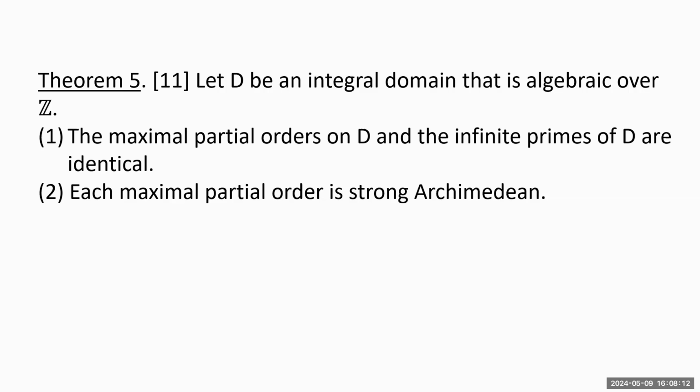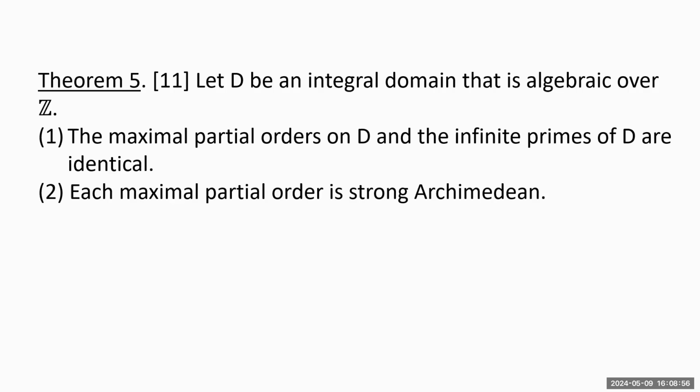Then we have the following result. Let D be a universal domain that is algebraic over Z. Then maximum partial orders on D and the infinite primes of D will be the same. Also, each maximum partial order is strong Archimedean. The proof is similar to the number field situation. We have a maximum partial order, which is a preprime, so it contains an infinite prime. Then we just need to show this infinite prime is a partial order, so they must be equal. That's the same idea. Certainly, it's a little bit more complicated, but it's not too bad.